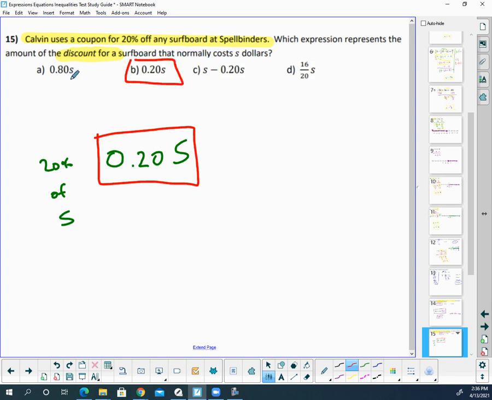This is 80% of S. That's not what the discount would be. That's what he would pay. He would pay 100% minus 20%, so he would pay 80%. So this is not right. This would be the same as that, so that's not right. And 16/20ths is 8/10, which is also the same as 0.8 S. So these three that are wrong all mean the same thing. They're the amount you'd pay after the discount, but we're looking for just the discount. So just the discount is the 20%.